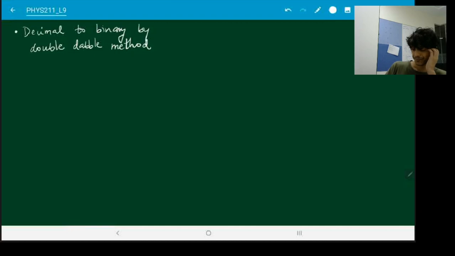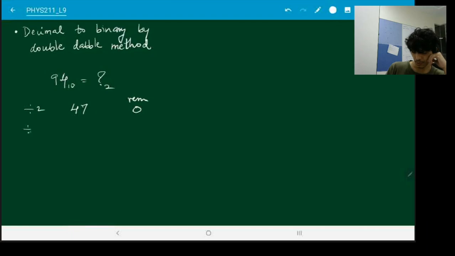How does this method work? Suppose I give you some large number. Let's take the number 94. I want to find out what is the binary representation of the number 94. So what you do is, you keep dividing by 2 and you note down the remainder you're getting each time. So when I divide by 2, I get 47, and then the remainder I get is 0.